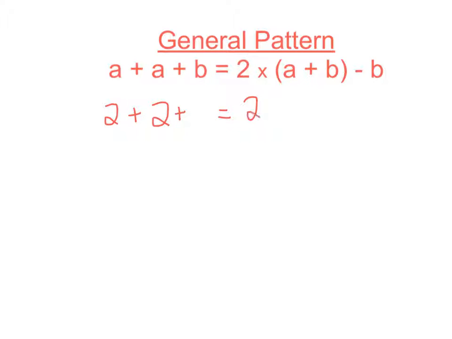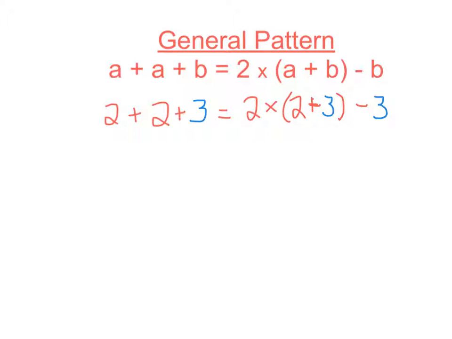equals 2 times, and I have another A there, so I need to put 2 in for that, plus, then I have a B, so I'm going to leave that blank for right now, and then I have minus B. So I put in 2 for all my A's, and now I'm going to just choose, let's choose to do 3 for B. So wherever I had a B, I'm now going to put in a 3, and I'm going to do that in blue just so you can see the two different variables. So now I have 2 plus 2 plus 3 equals 2 times 2 plus 3 minus 3.